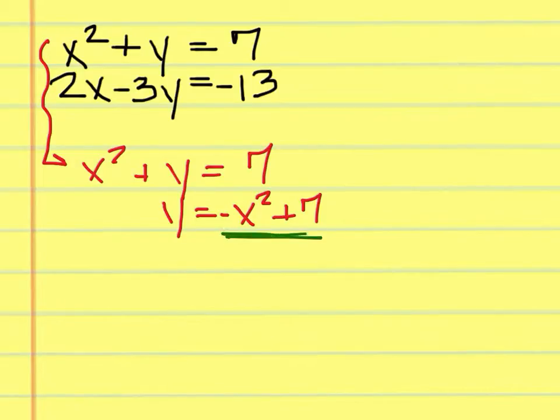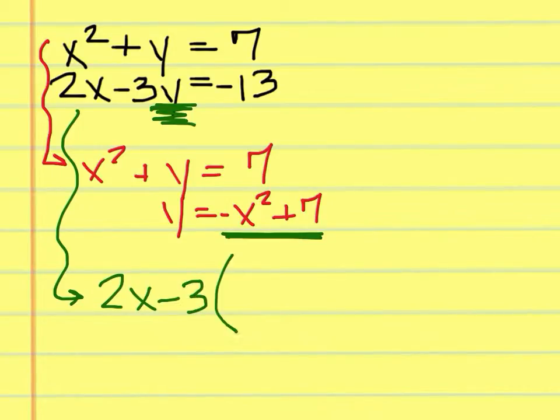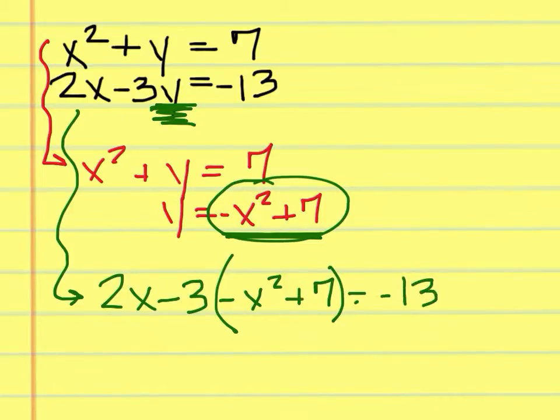So that means y is equal to negative x squared plus 7. And where you see a y in the other equation, you should be able to put in negative x squared plus 7 and solve for x. So we're going to use 2x minus 3 times this expression, negative x squared plus 7, and then set it equal to negative 13.